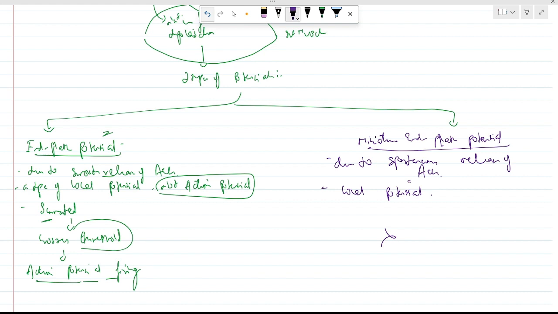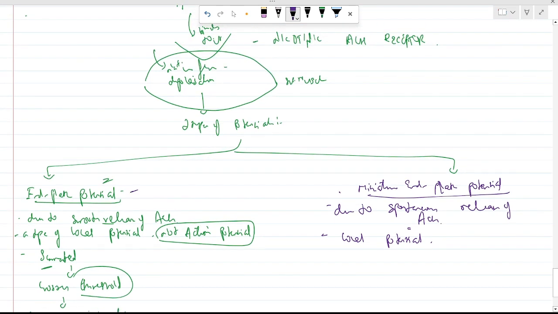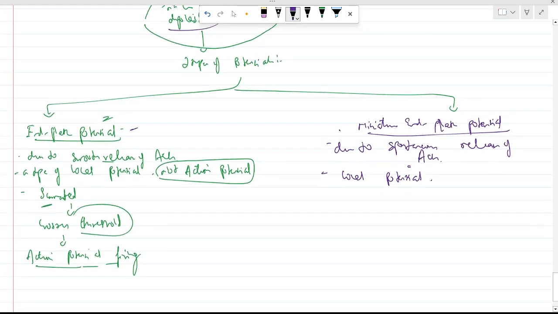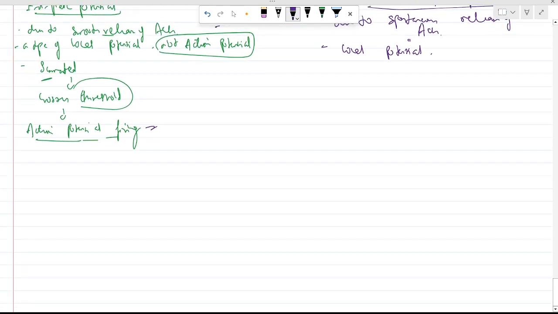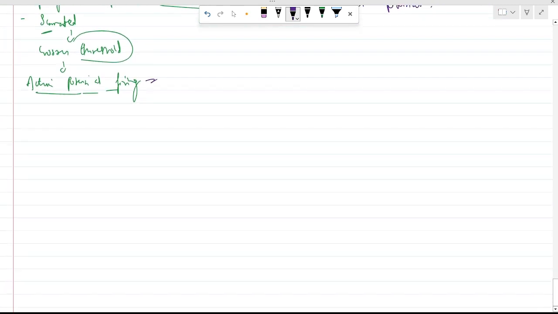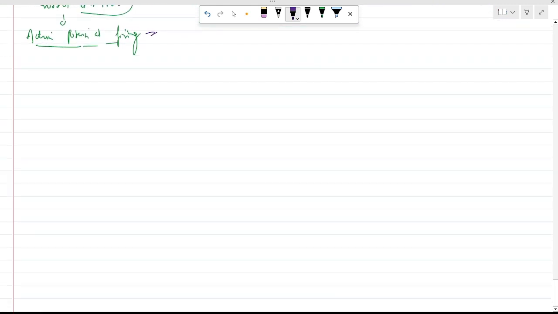Okay, so this is all about the miniature end plate potential and end plate potential. These two types of potentials are developed due to sodium influx or depolarization in the skeletal muscle. Remember, end plate potential is not an action potential, but on summation there is an action potential firing. Before seeing the muscle contraction phase, we need to see an important discussion here. It is calcium channels in skeletal muscle.